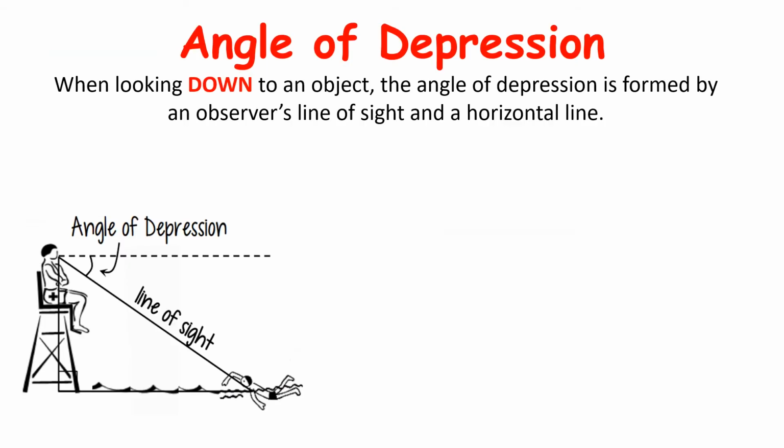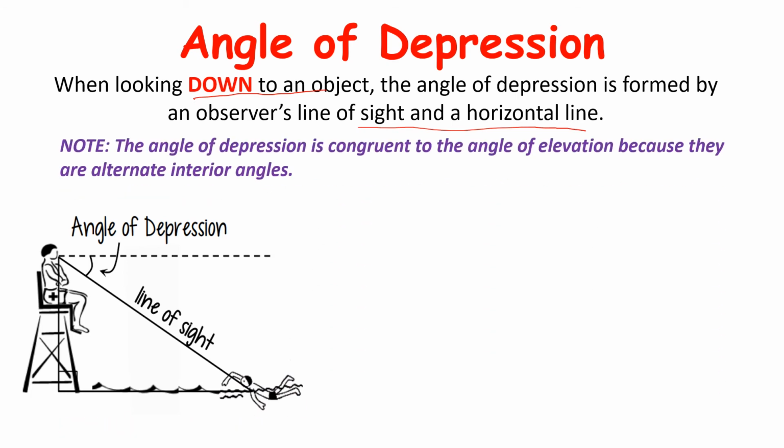So let's take a look at angle of depression, and that is when looking down at an object. The angle of depression is formed by the observer's line of sight and a horizontal line. So similar to angle of elevation, you still have that horizontal line, but instead of looking up, you're looking down for the angle of depression. We want to make note of the fact that the angle of depression is congruent to the angle of elevation because they are alternate interior angles.